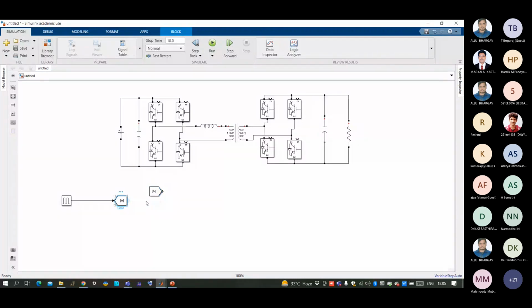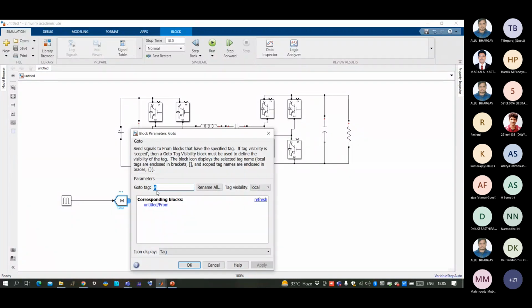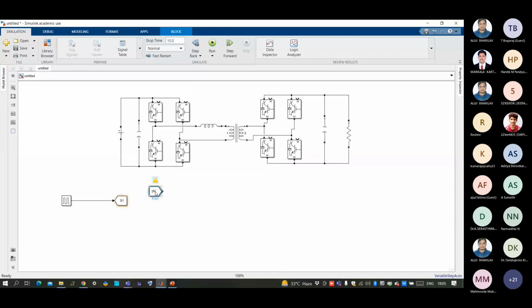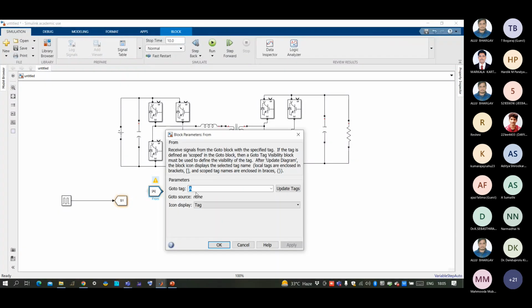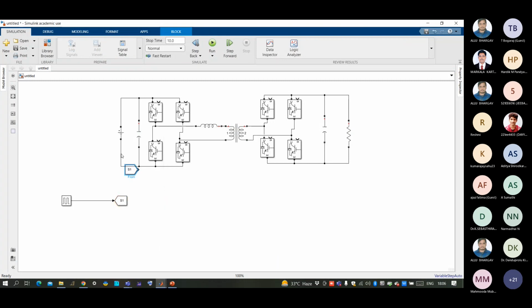So I'm giving to S1 and make it global. Similarly, we can give here S1, given to switch on.